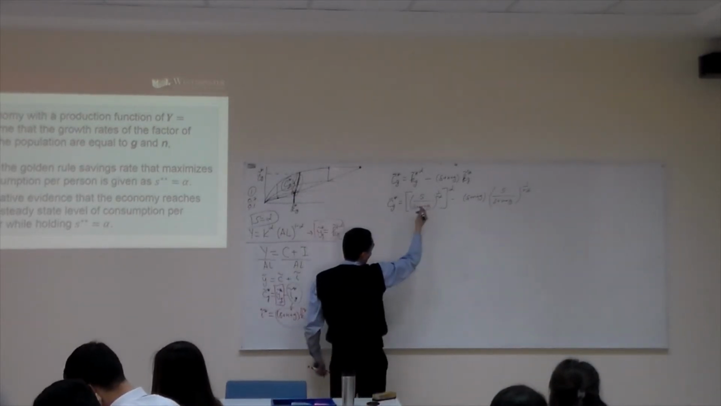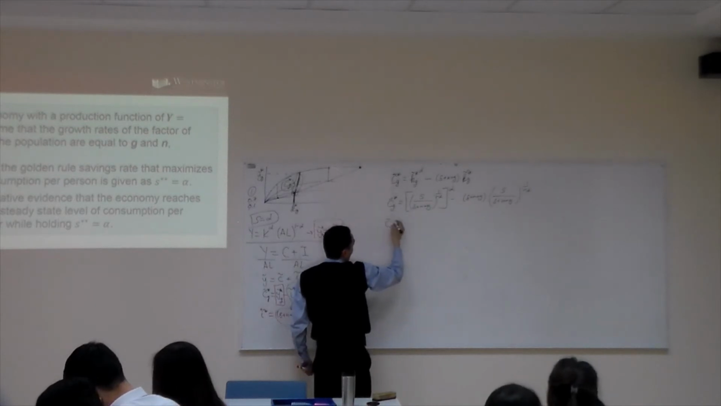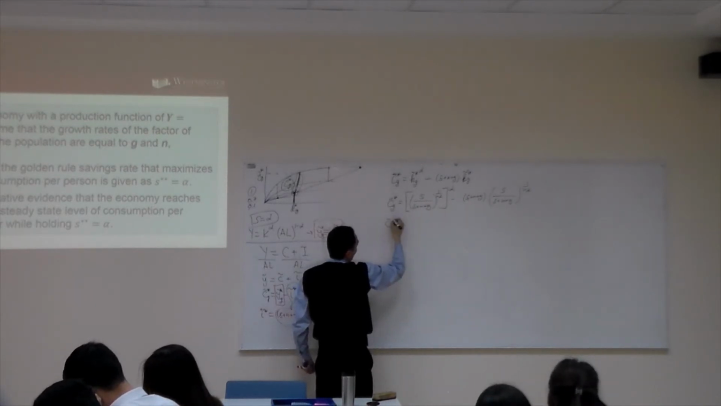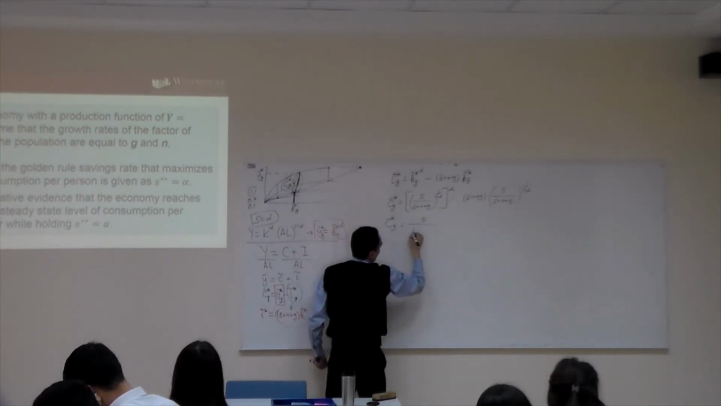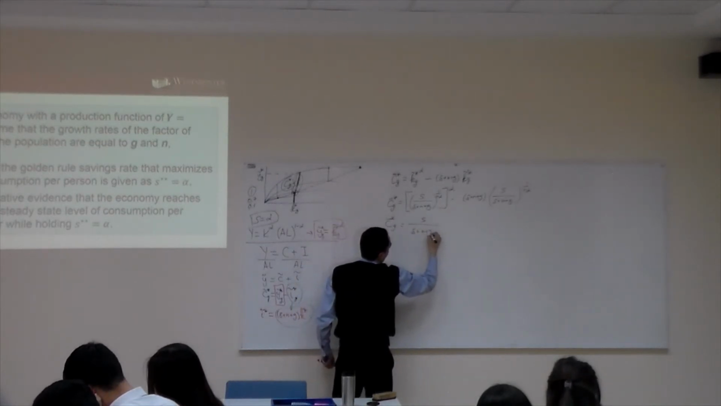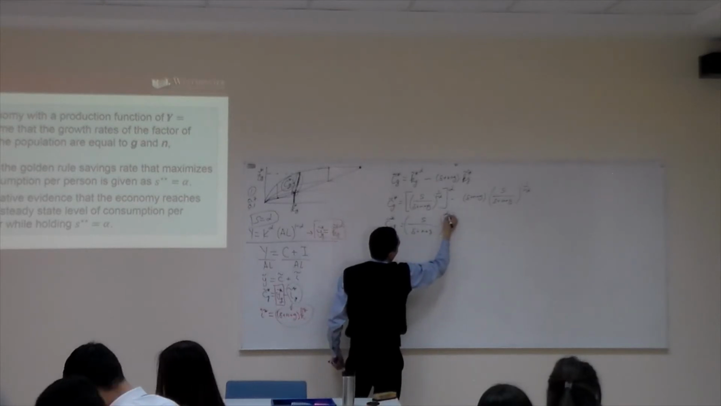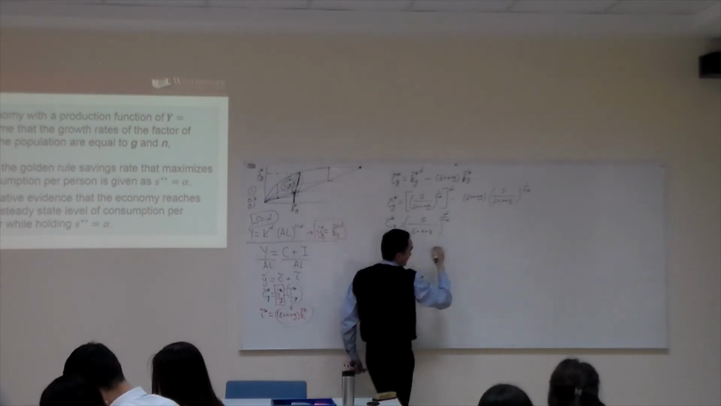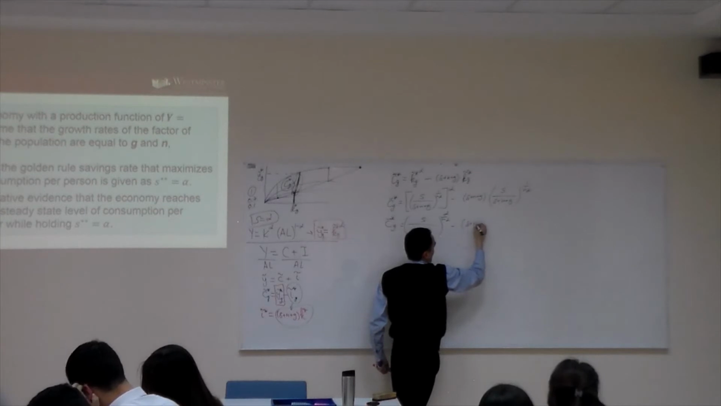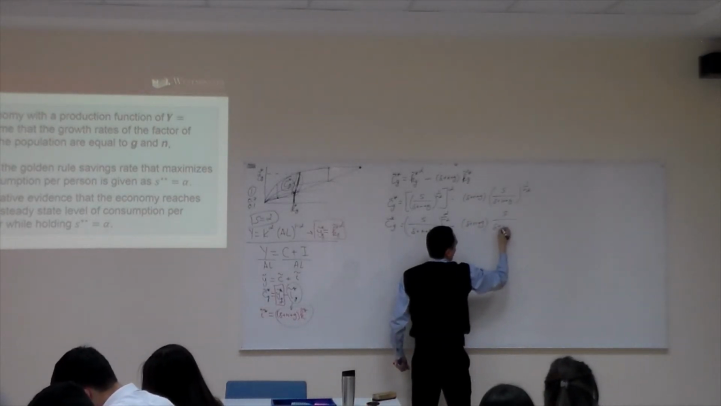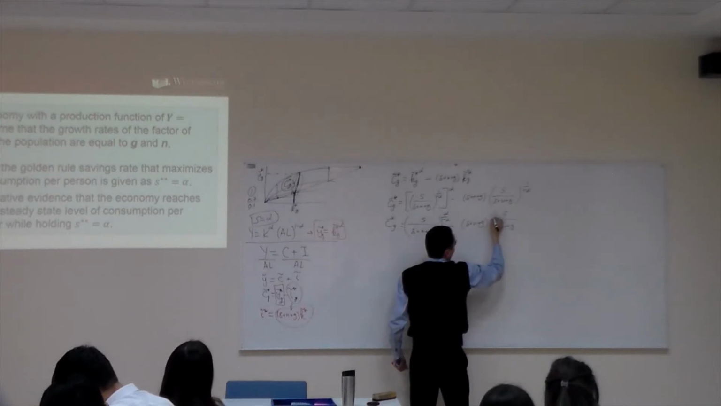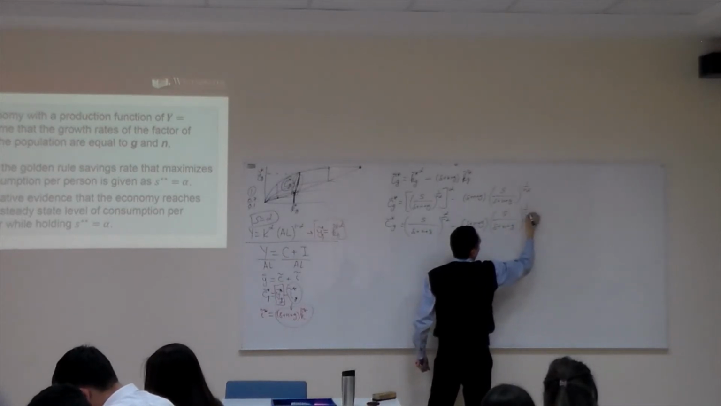So in other words, we can rewrite it again. Our capital per effective labor is equal to (saving rate over delta plus n plus g) in the power of alpha over 1 minus alpha, minus (delta plus n plus g) times (saving rate over delta plus n plus g) in the power of 1 over 1 minus alpha.